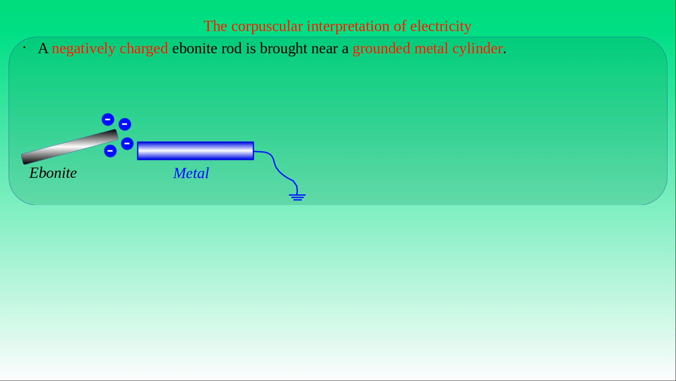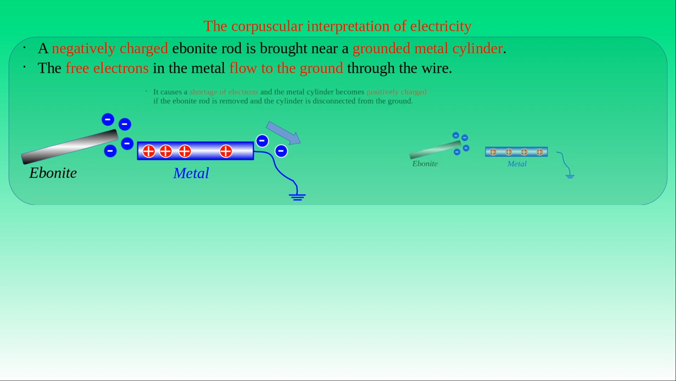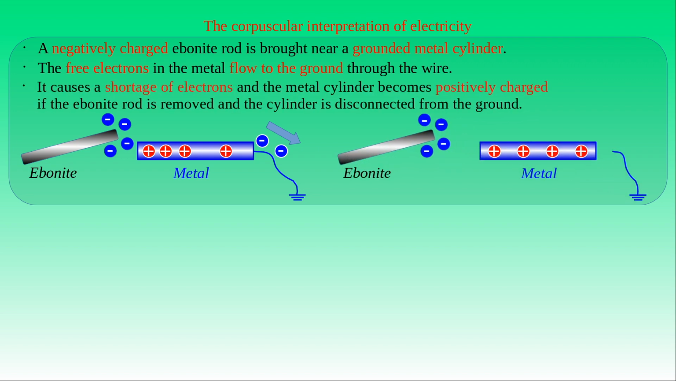These repelled free electrons will flow into the ground through the metal wire connecting it with the cylinder. As a result, there will be a shortage of electrons in the metal cylinder, which becomes positively charged. If we remove the ebonite rod and disconnect the cylinder from the ground, the positive charge on the cylinder can be measured by an electroscope.